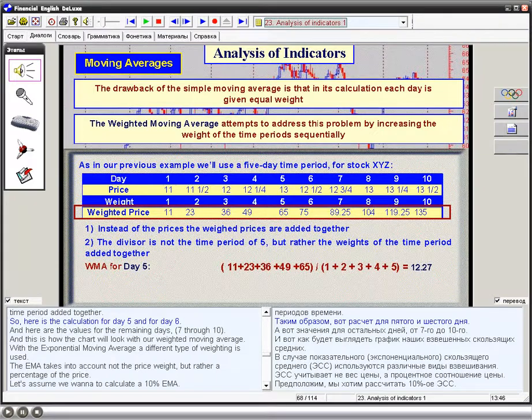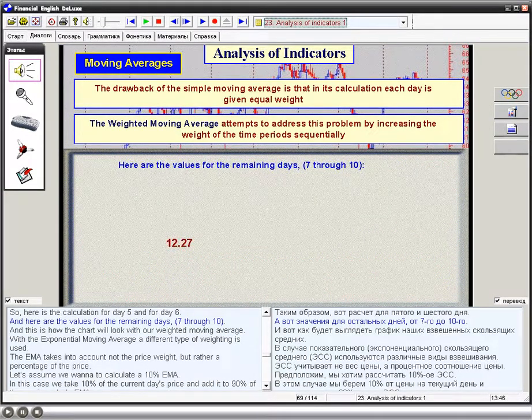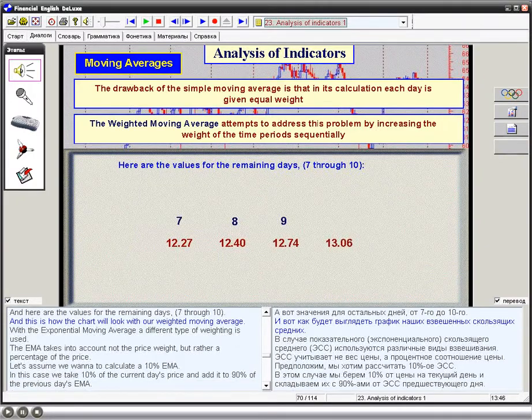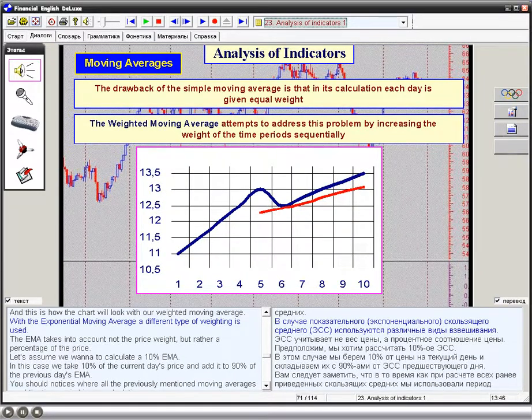So here's the calculation for day 5. And for day 6. And here are the values for the remaining days, 7 through 10. And this is how the chart will look with our weighted moving average.